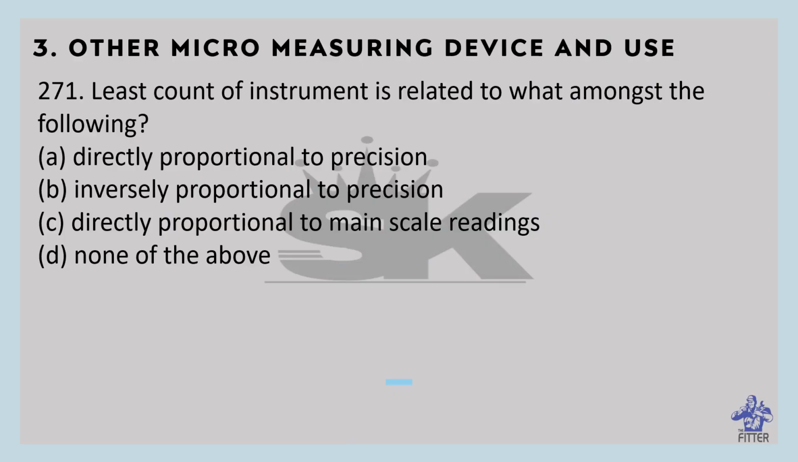Least count of an instrument is related to what amongst the following? So that is inversely proportional to the precision, so option B. Any measurement made by the instrument can be considered repeatable to no less than the resolution of the least count. The least count of an instrument is inversely proportional to the precision of the instrument.